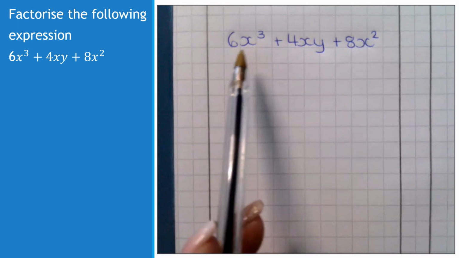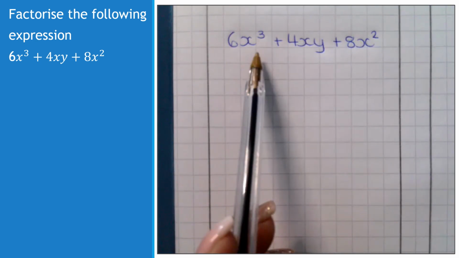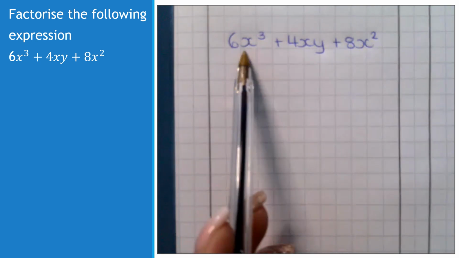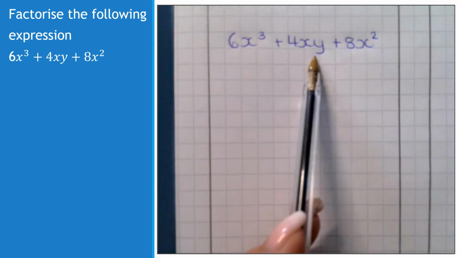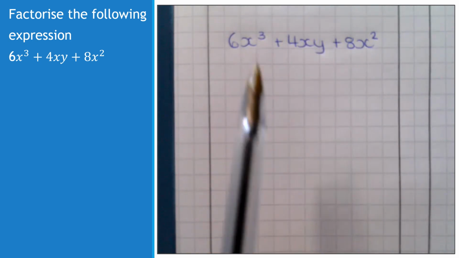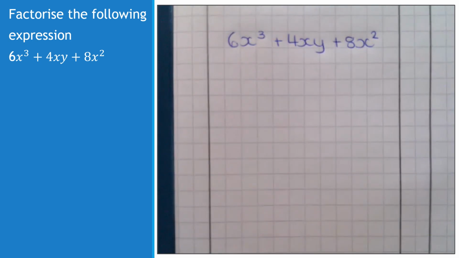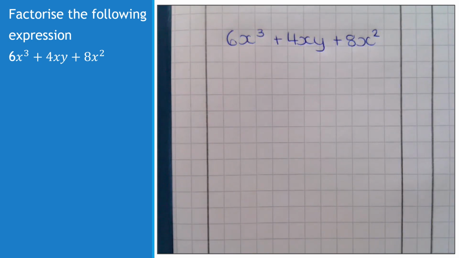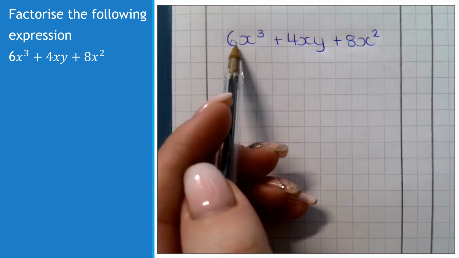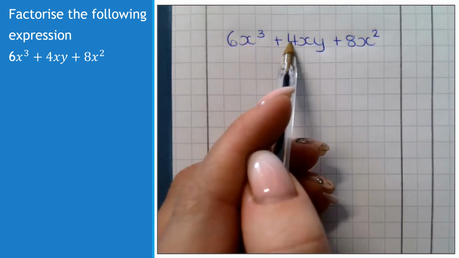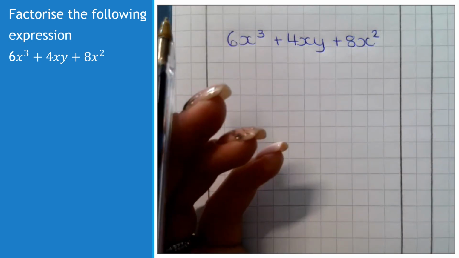So in our next example, again we'll be asked to factorise, but this one we have got 3 separate terms in our expression. So we've got 6x cubed, 4xy, and then 8x squared. The method we're going to do is exactly the same, but this time when we take out our common factor, it's got to apply to all 3 terms, not just 2 of them. So we're going to start with our numbers. So what's the highest common factor of 6, 4, and 8? Which is going to be 2.